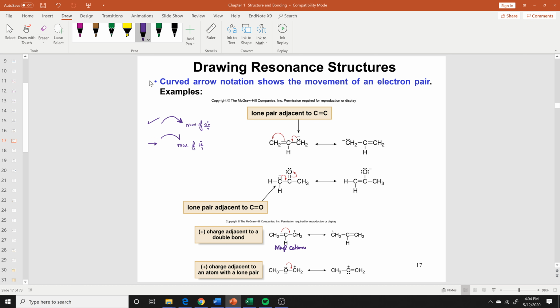When drawing resonance structures, since they differ in the placement of electrons, you should show how electrons are moving. This is the rule: electrons move from the more to the less. If you have lone pairs, you start moving from the lone pairs. So here I have a lone pair, and I start moving from the lone pair. When you start moving, you don't stop.